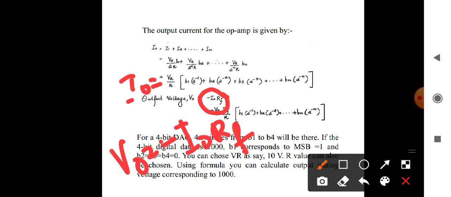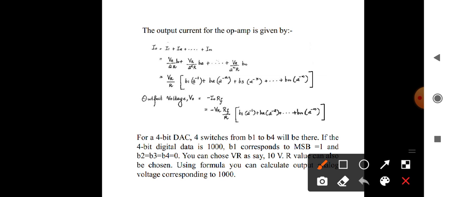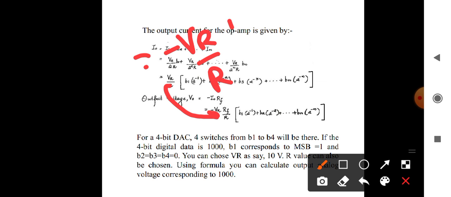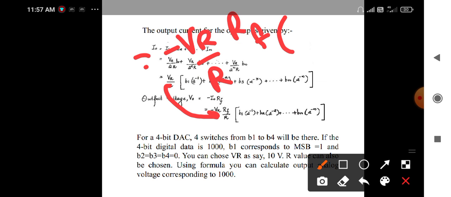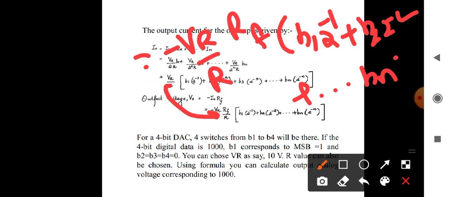So next, after that we can write down this RF. So this I naught, we have substituting this value of the I naught into this equation. There we get it as minus VR by R into RF into B1 into 2 raised to minus 1 plus B2 into 2 raised to minus 2 plus up to Bn into 2 raised to minus n. So this is the expression for your V out.